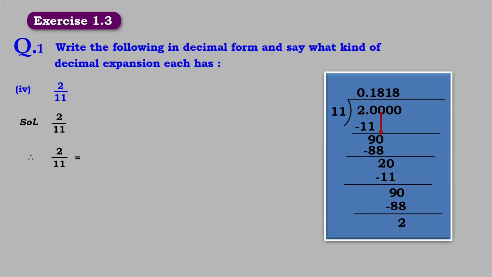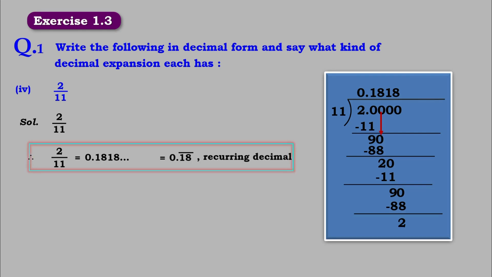So here we can see that after the decimal point, 18 is repeating. So that means 0.18 bar. So it is a non-terminating, repeating or recurring decimal.